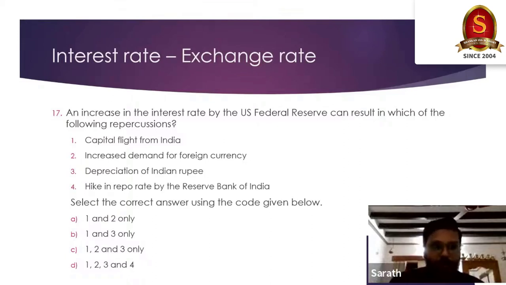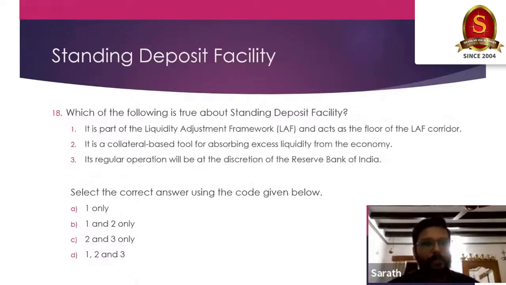To prevent this situation, what is the RBI's likely reaction when the Federal Reserve raises the interest rates? India has to offer an even higher return for the investors to prevent the capital flight. So the RBI is also likely to raise the repo rate as a reaction to the Federal Reserve's action. So all four are possibilities over here. Most people have given the correct answer for 17, which shows that you have a good hold over the concept. All four are correct. 18. We are moving on to inflation.